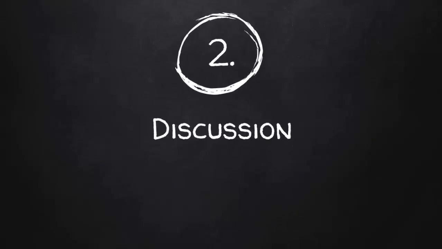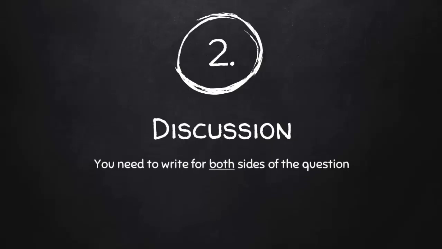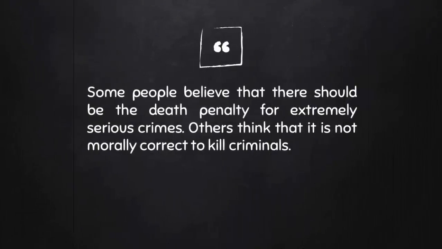Now, let's move on to the second type, which is the discussion. Similar to the opinion type, you'll be asked to discuss global issues in the discussion topics. Fortunately, this type is rather easier than the first, because you don't have to think about whether you should agree or disagree with any point of view. Instead, you will have to write for both sides of the argument. Now, let's see what this type looks like.